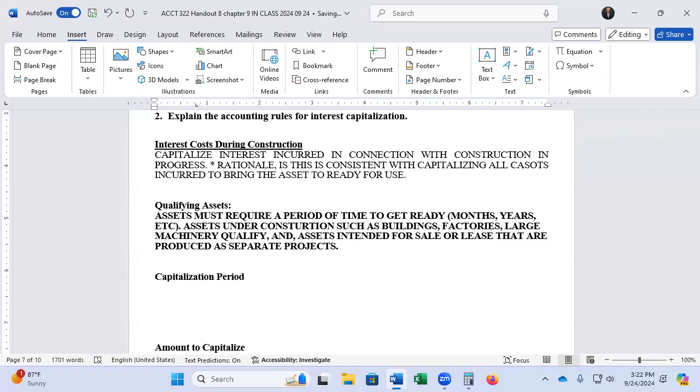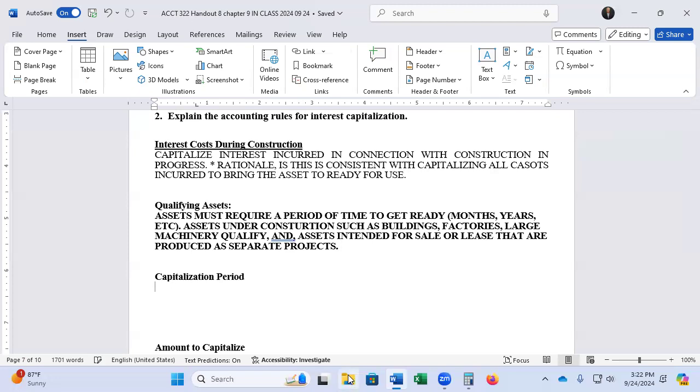So if you're producing special order boats and it's going to take you 6 months to 2 years to do it, then you can charge the interest to that inventory, even though it's going to be sold. But what you wouldn't do is if there are a bunch of products that you just normally make and they're all the same, you wouldn't capitalize that on your inventory.